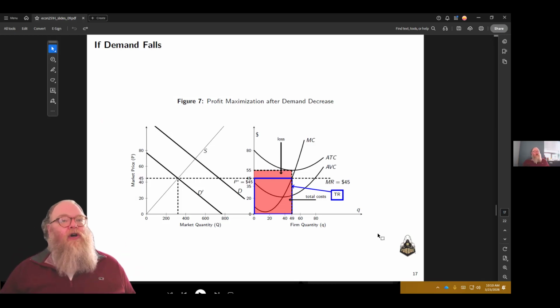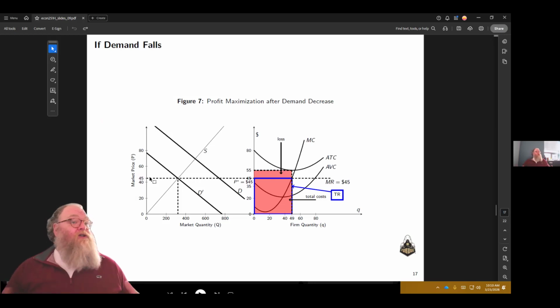The Sopranos is no longer popular anymore. People don't want to wear tracksuits, tongue in cheek, obviously. But let's just imagine for a moment that the demand curve for tracksuits declines, which we see here in the graph to the left. So we go from a demand of D down to a demand of D prime. As a result, the market price for tracksuits declines down to $45.